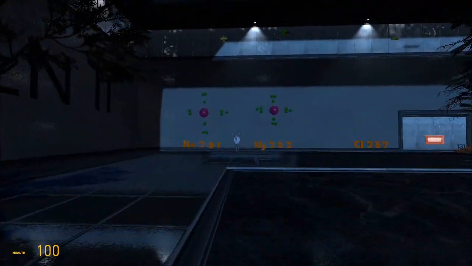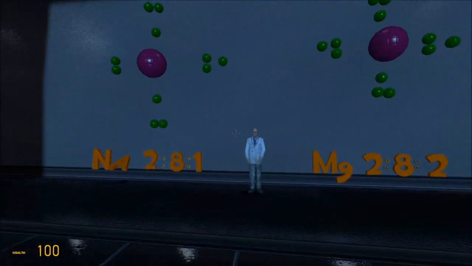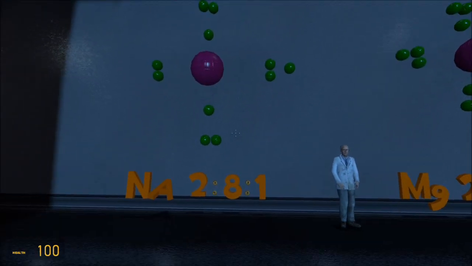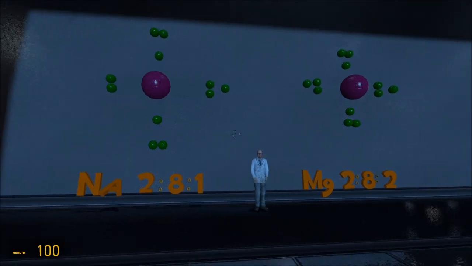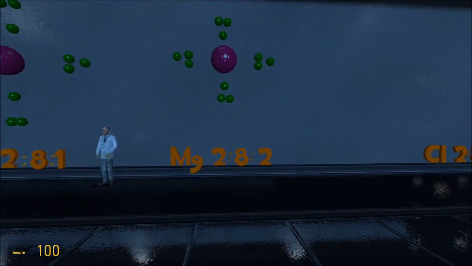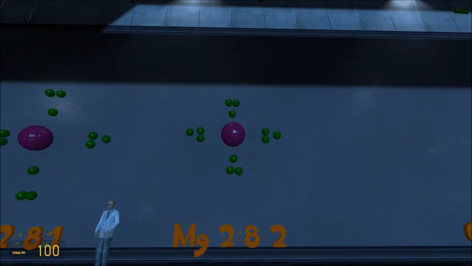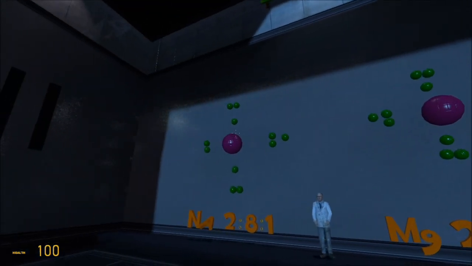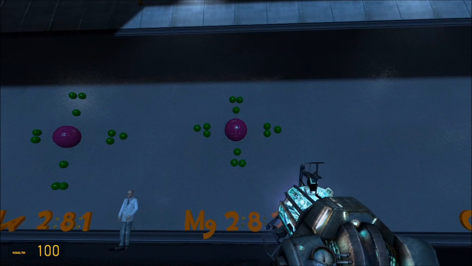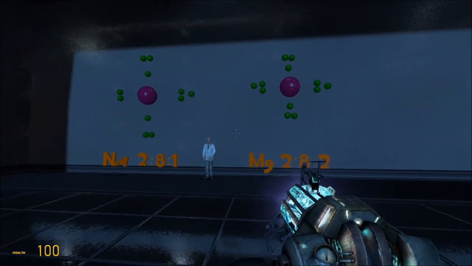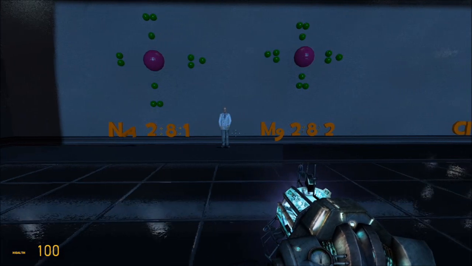Here's a representation of the sodium and magnesium atoms. Sodium has 3 shells, as does magnesium, and the electron arrangement is shown below. Now notice that magnesium is smaller because sodium has plus 11 charge on the nucleus and magnesium has plus 12, and so the plus 12 charge is drawing those electrons in closer to make it smaller.